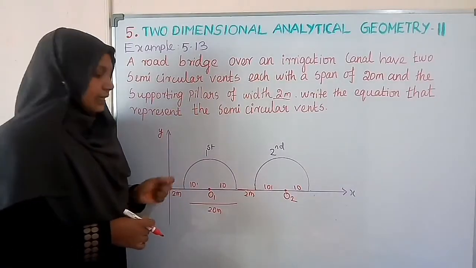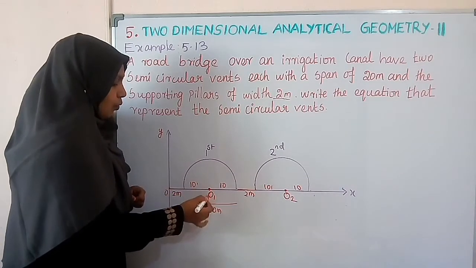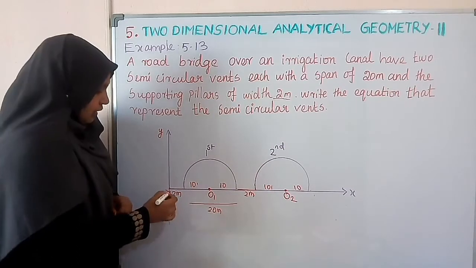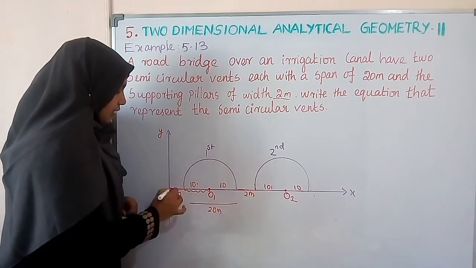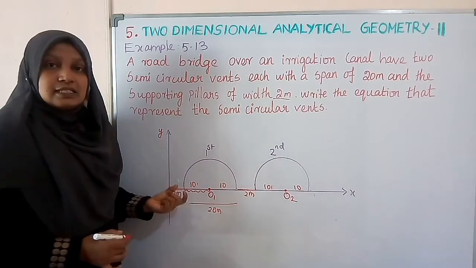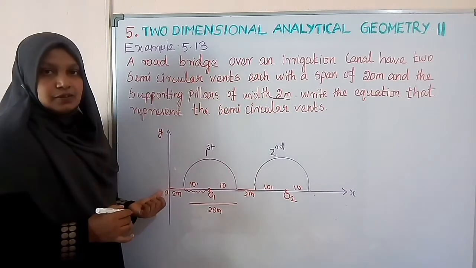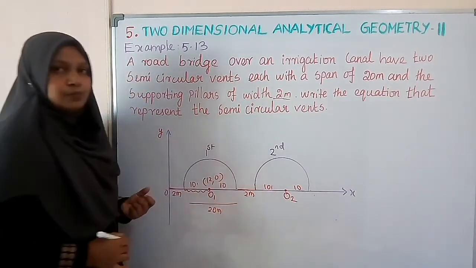Now see this diagram. From the origin, the center O1 is at a distance of 12 meters. See, already we have the supporting pillar 2 and the radius is 10. So the total distance is 12. So the point at a distance of 12 meters from the origin means the point is (12, 0).